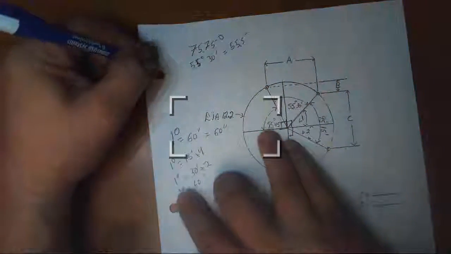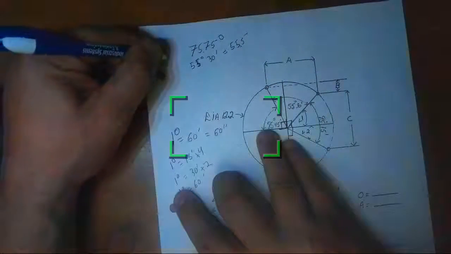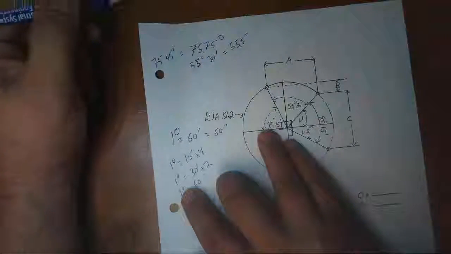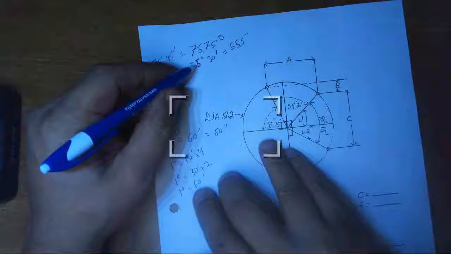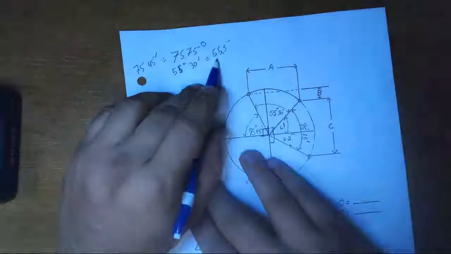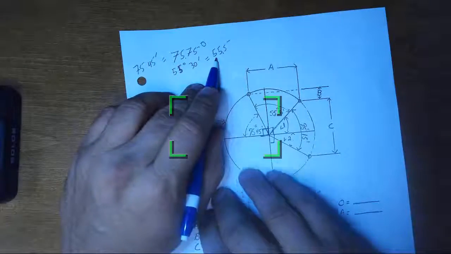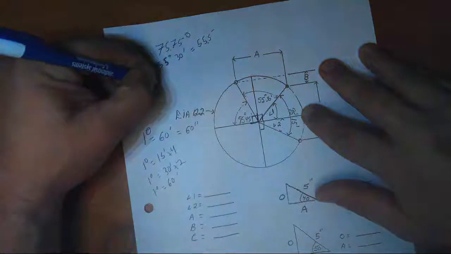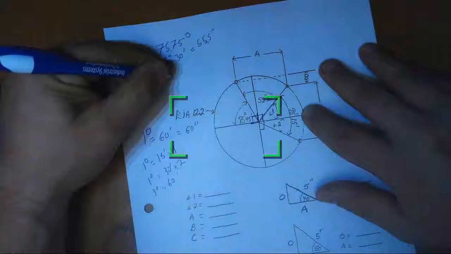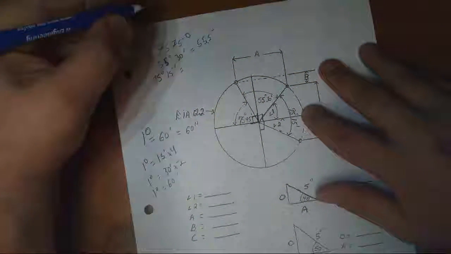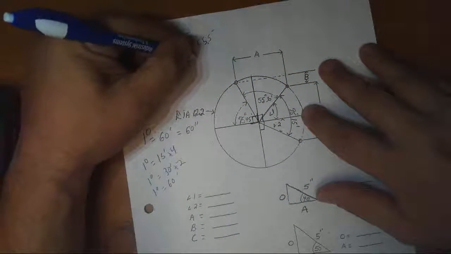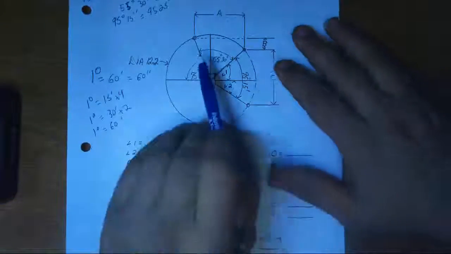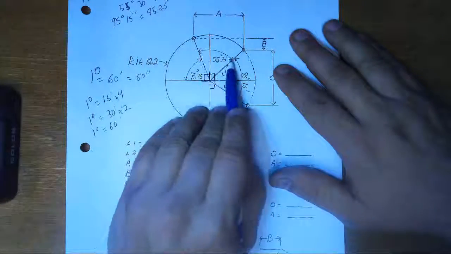So again, the first one, 75 degrees 45 minutes, is equal to 75.75 degrees. 55 degrees 30 minutes is also equal to 55.5 degrees. This one, 95 degrees and 15 minutes, is also equal to 95.25 degrees.